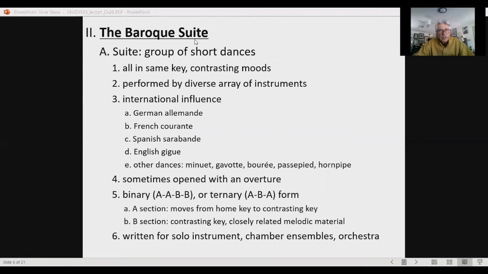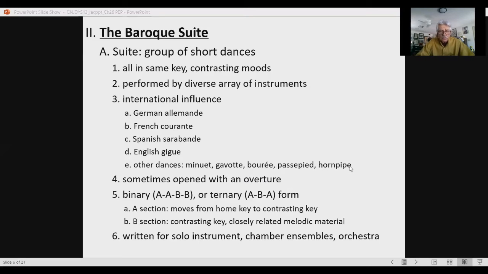So the Baroque suite, again, that term suite, is a group of dances, and they are all in the same key. And at this time, the Baroque period is very international, and there's an attempt to be very distinct when you are German and writing German music, or French music, or Spanish music. And so the suite is a mixture of nationalities. You have these stylized dances. You might have a German dance with an allemande, a French dance with a courant, a Spanish dance with a sarabande, an English dance, a gigue, and you might have minuets or gavottes, bourrées, passepieds, hornpipes.